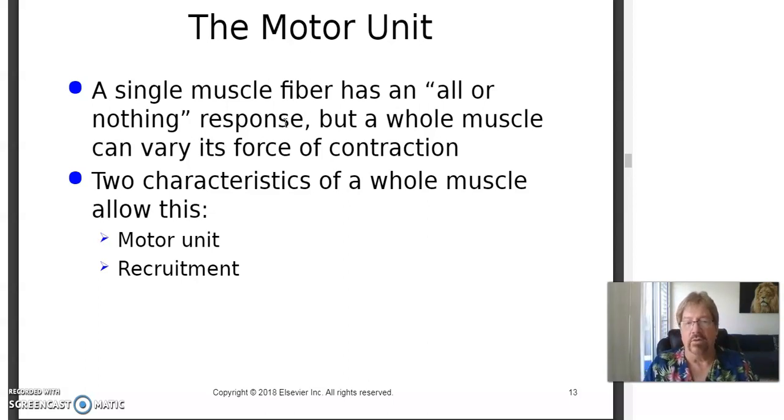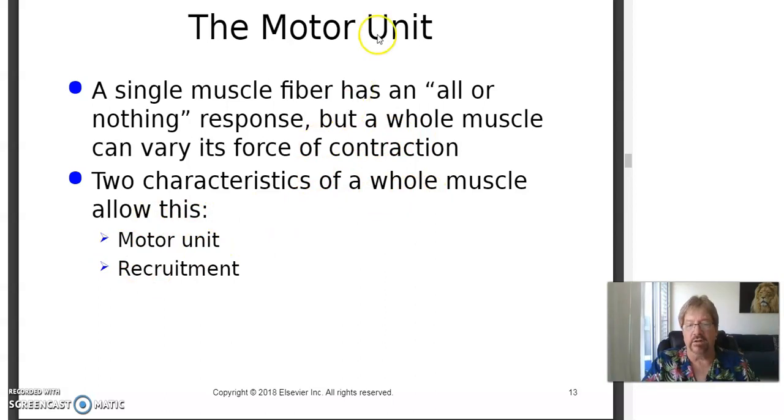However, within a muscle, the entire muscle can have an infinite number of degrees of contraction, which gives us the ability to do all this fine motor stuff. But a whole muscle can vary its force of contraction. So an individual fiber is all or nothing. It either contracts, bam, or it doesn't. But the muscle itself, with many other fibers, can vary that. Two characteristics of the whole muscle allow this.